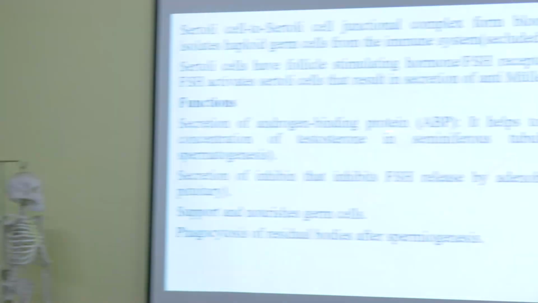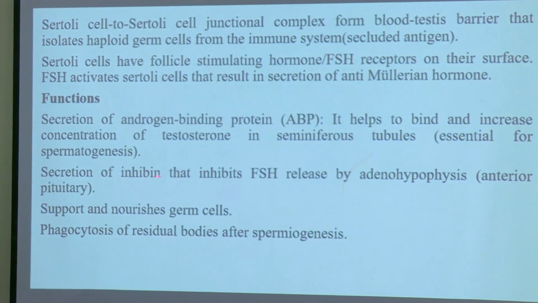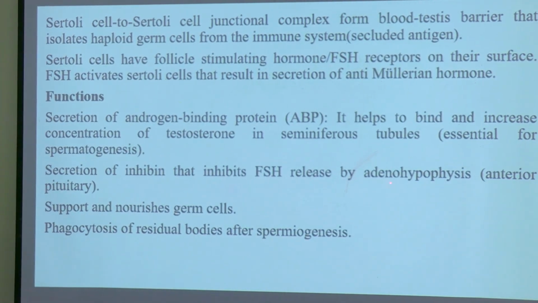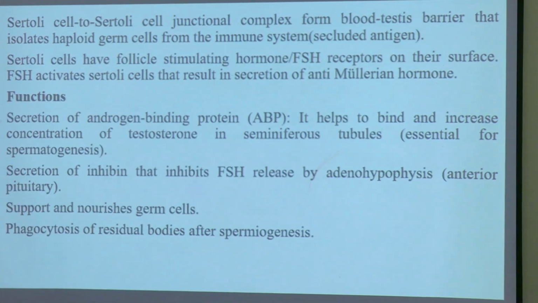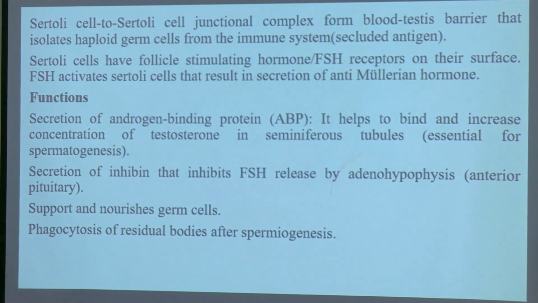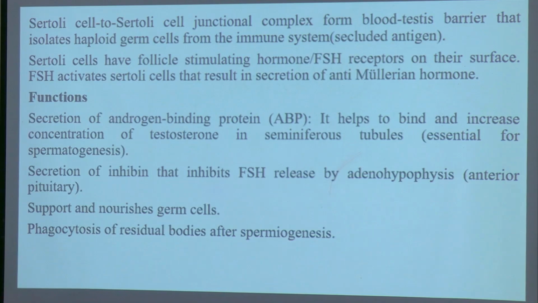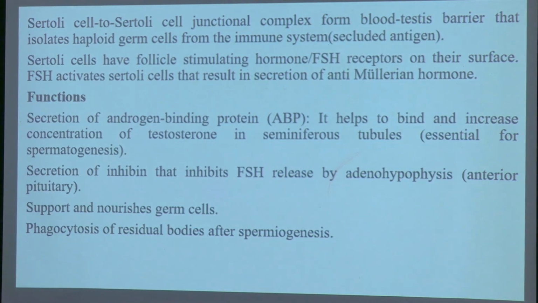Here you can also see secretion of androgen binding protein, then secretion of inhibin, which inhibits FSH release from the adenohypophysis. Sertoli cells also support and nourish the germ cells, and carry out phagocytosis of residual bodies of spermatogenesis. So these are some important functions of the Sertoli cell.